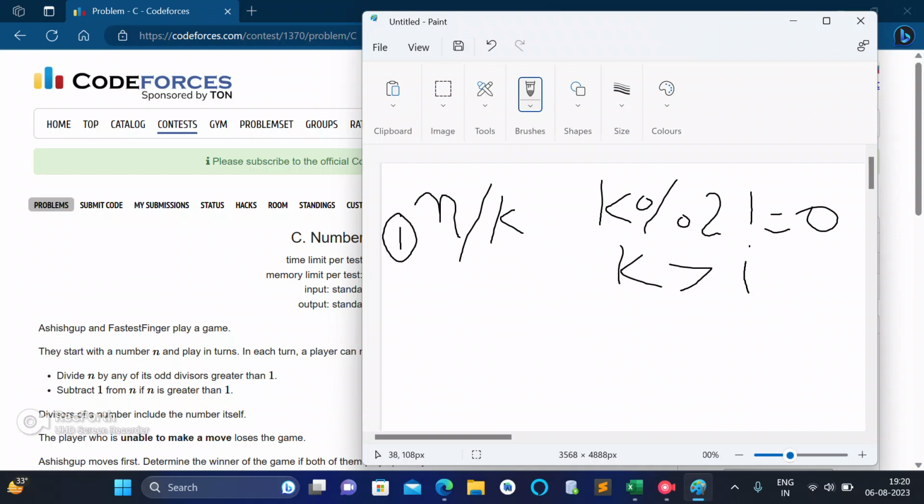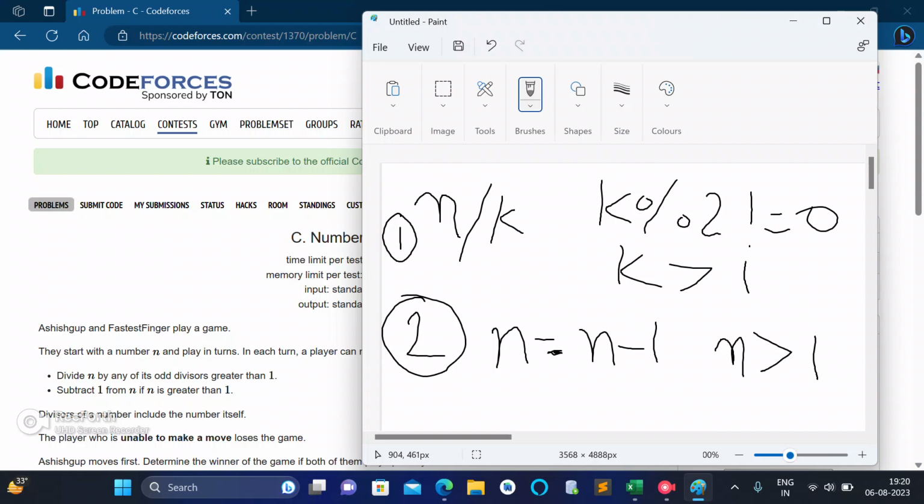So the first move which any of the players can apply is they can divide the number n by any number k, where k should be an odd number, that is k modulo 2 is not equal to 0, and k should be greater than 1. The second move they can apply is n equals n minus 1, that is they can subtract 1 from the number if and only if n is greater than 1. So these are the two moves they can apply.